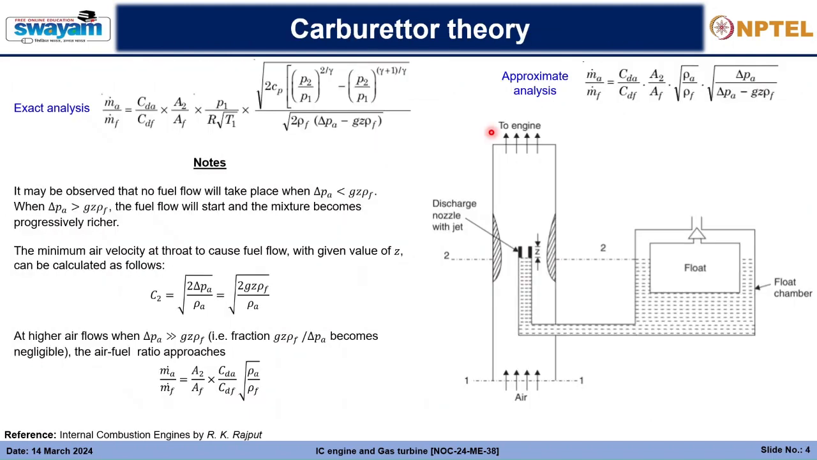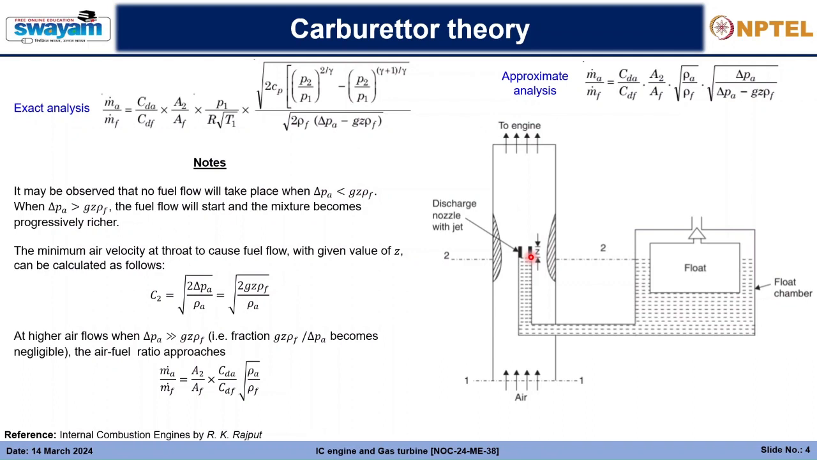Next, we discussed in the previous lecture the carburetor theory, and the main purpose of having a particular theory for the carburetor is to estimate the air-fuel ratio, or the mass of air divided by the mass of fuel. For that we need to estimate the mass of air passing through the carburetor through here, and the mass of fuel.